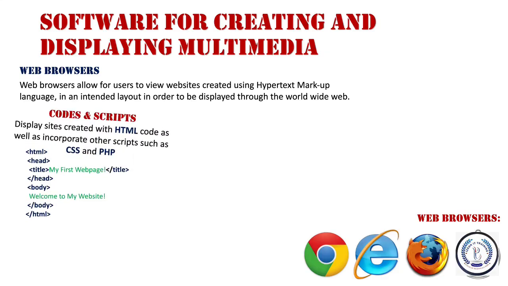The site itself is made with code and script, and all websites are made with HTML code, but then they can incorporate other scripts as well, such as cascading style sheets, which allows styles to be applied to multiple web pages of a website, and PHP, which allows for forms to be created with a website. But as you can see displayed here, this is what HTML code looks like.